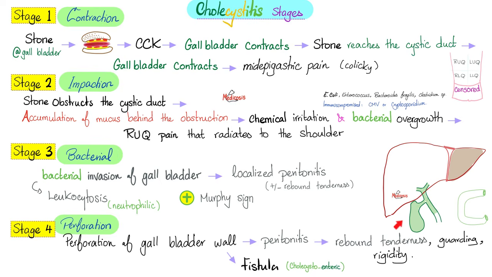Stage number 4 is perforation. That's horrible. Perforation of the gallbladder. Boom! Peritonitis, inflammation of the peritoneum. You get what? You get rebound tenderness, guarding, and rigidity. Visceromotor reflex. And you can get a fistula between the gallbladder and the intestine. What do you call a fistula between a gallbladder and the intestine? Cholecystoenteric fistula. Love it. Enteric, small intestine. Cholecysto, gallbladder. And now the stone can leave the gallbladder through the fistula. You can end up with a stone in your small bowel, and we call this gallstone ileus when it obstructs the small bowel.